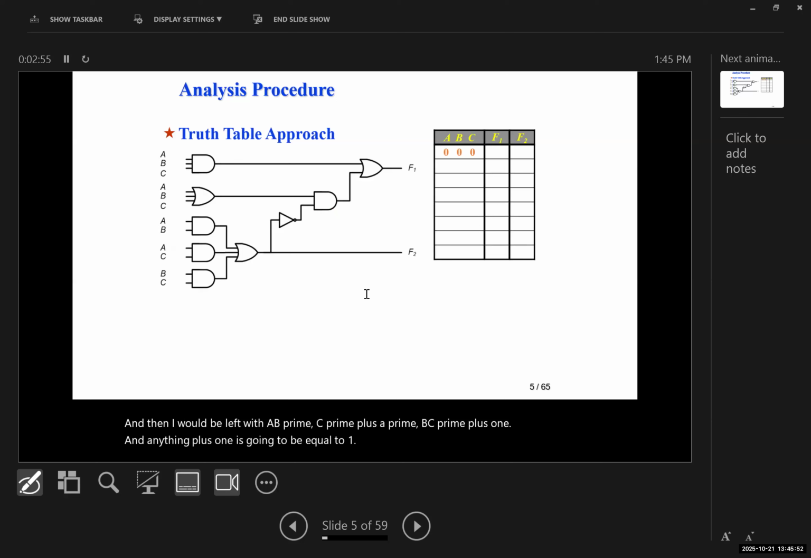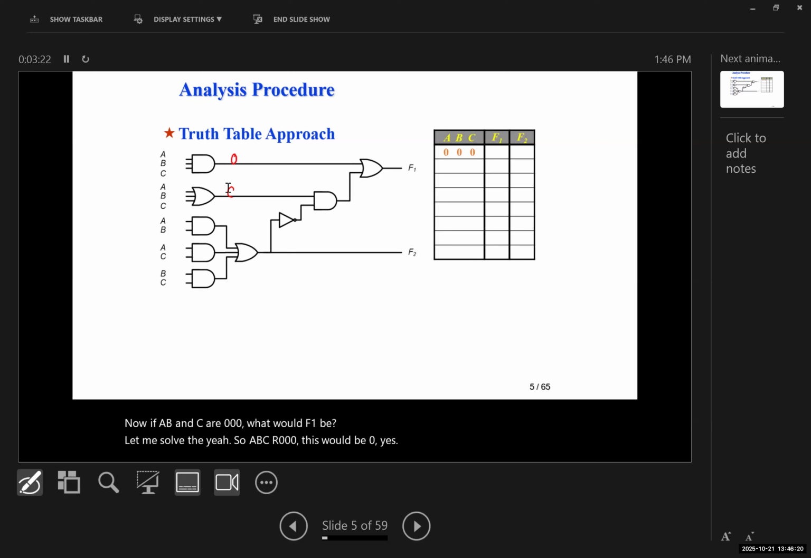Now, if I write the truth table for this, I need your help here. Now, this is the truth table approach to analyze this digital logic circuit. Now, if A, B, and C are 0, 0, 0, what would F1 be? Let me solve the, yes. So A, B, C are 0, 0, 0, this would be 0, yes?